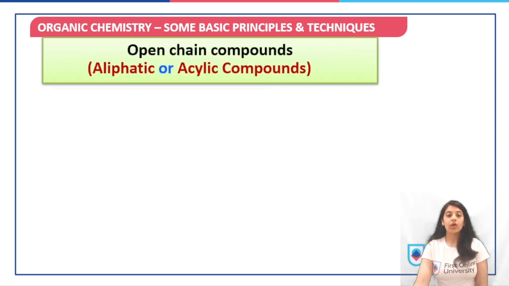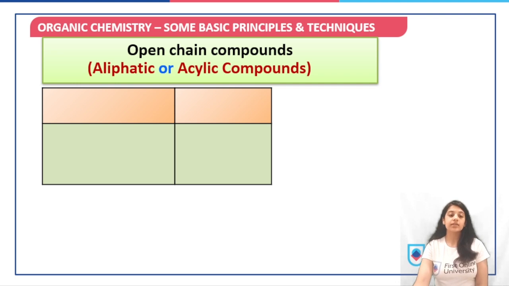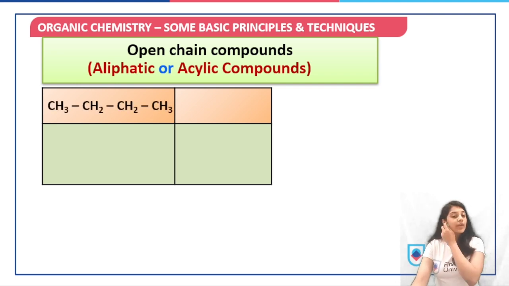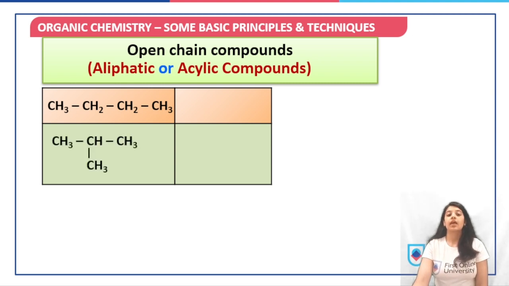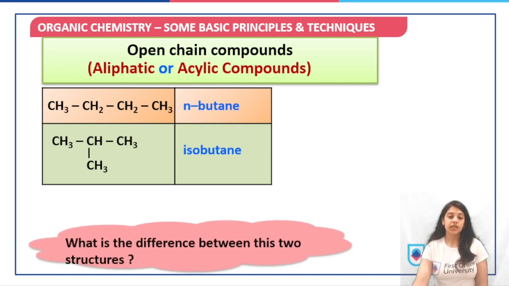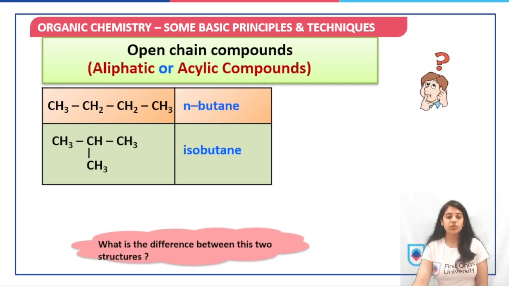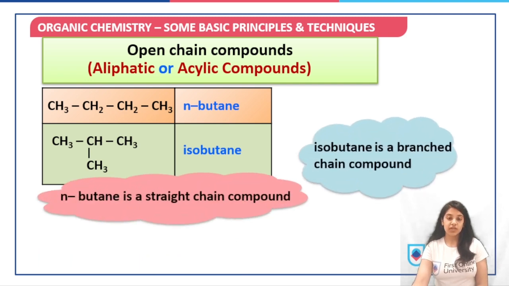Let us further classify open chain compounds and understand their structures. So aliphatic or acyclic or open chain compounds such as N-butane, and this was what I was talking about in that example when I said for the molecular formula C4H10, we can either have N-butane or we can have isobutane. These are the two isomers. And what is the difference between these two structures? N-butane is a straight chain compound and isobutane is a branched chain compound.